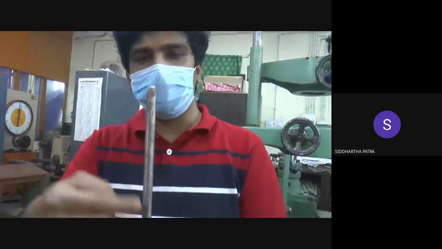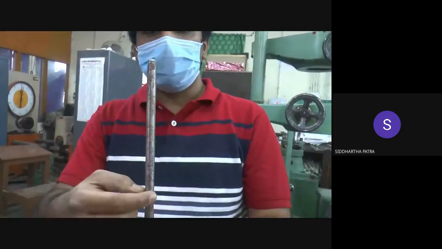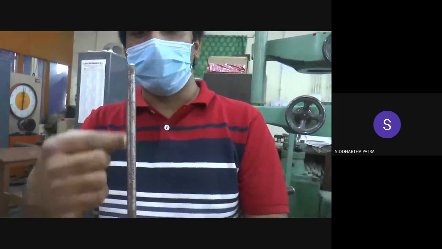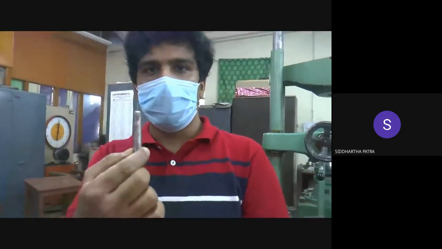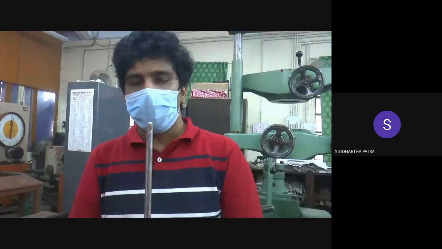This has happened obviously because it's not a perfect cylinder, it's not uniform everywhere, because you see it has been prepared through turning, and in turning usually the middle region has the higher diameter.